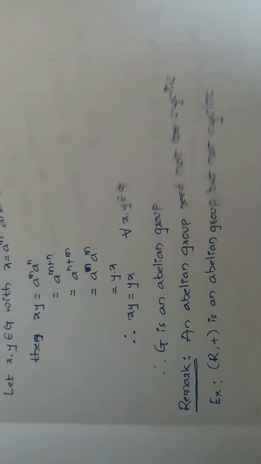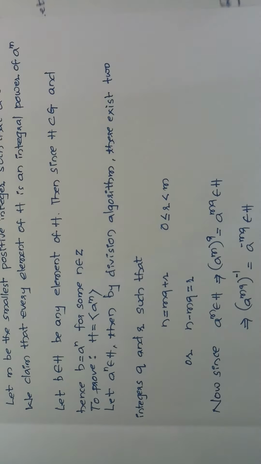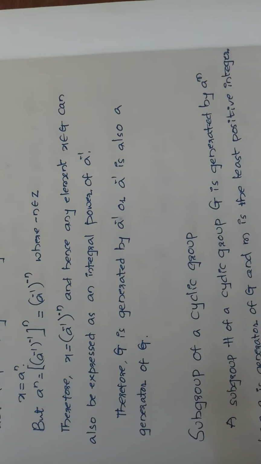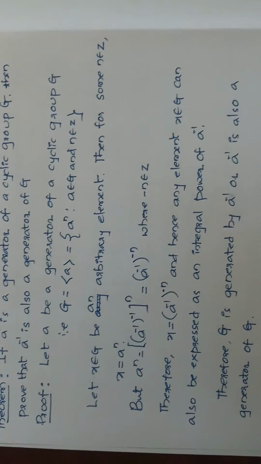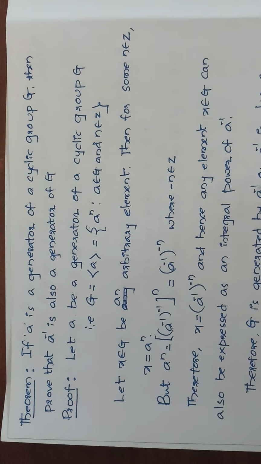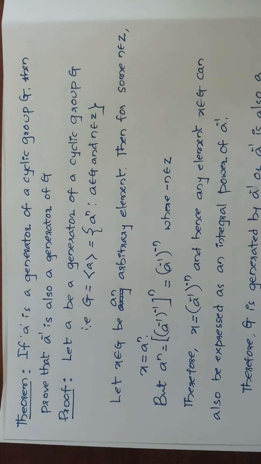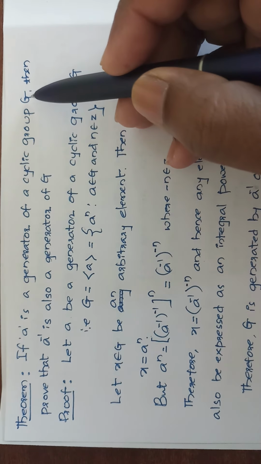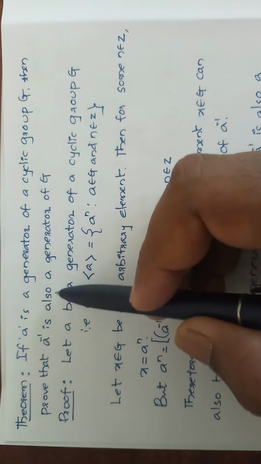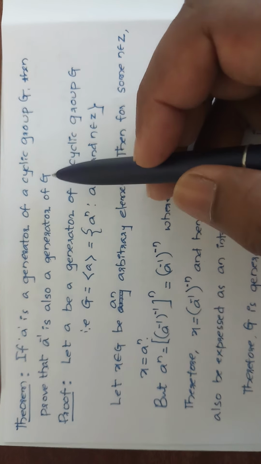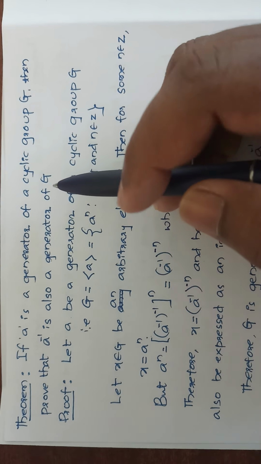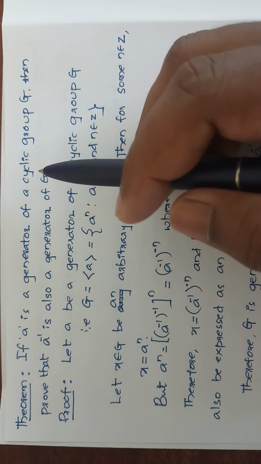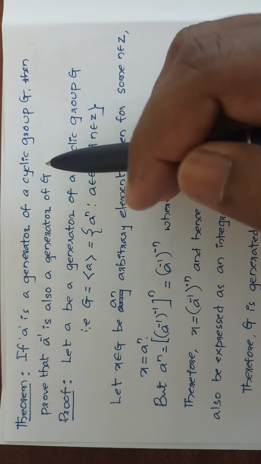Okay, so again a theorem is there. That is: if A is a generator of a cyclic group Z, then prove that A inverse is also a generator of the group Z. If A is the generator of the group Z, then A inverse is also a generator of group Z.